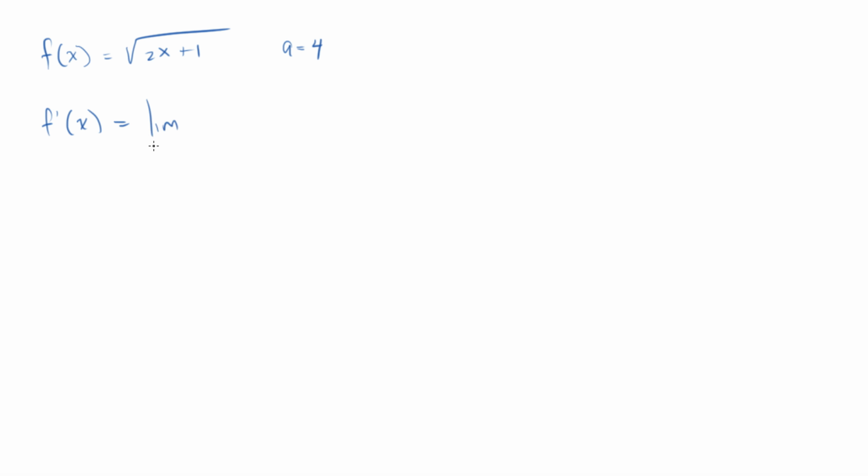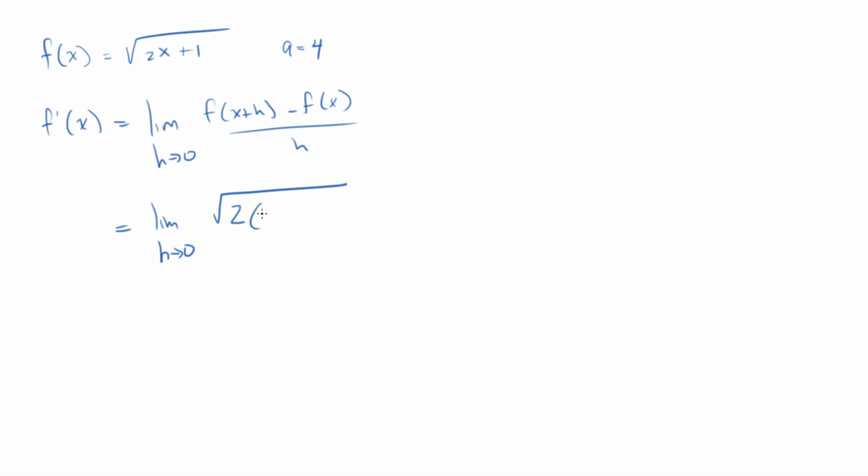So remember, it's the limit when h approaches 0 of f of x plus h minus f of x over h. Now again, the two common mistakes are this one, f of x plus h, and the minus not being distributed. So wherever you see x on your function, you're going to substitute for x plus h. So it's going to be the square root of 2 times (x plus h) plus 1 minus the square root of 2x plus 1 over h.